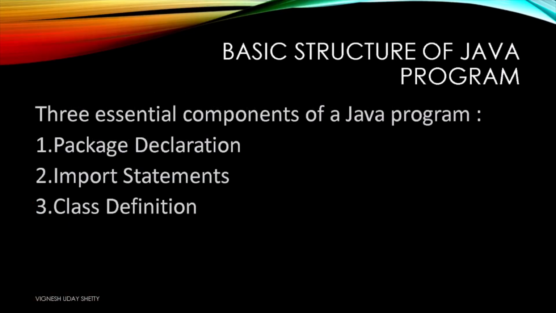As mentioned, we need to be strong in the basics in order to write a Java program. Now coming on towards the basic structure of a Java program. There are three essential components of a Java program. One is package declaration, another is import statement, and finally class definition. As you have seen earlier, in Eclipse IDE we had written a Hello World program which consists of all these components. So let us discuss one by one.